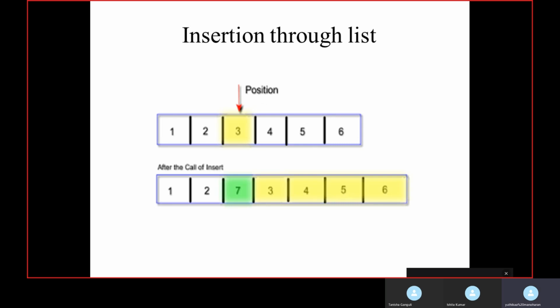And lists, doubly linked lists, do not have random access. We cannot access elements directly. Also, we cannot access the indexes. No indexes can be put in. So this is the insertion. When the position is found and then the element is inserted, after the call of insert, say we want to insert 7, the element 7. So the position is found. We can either insert it before or after the position.